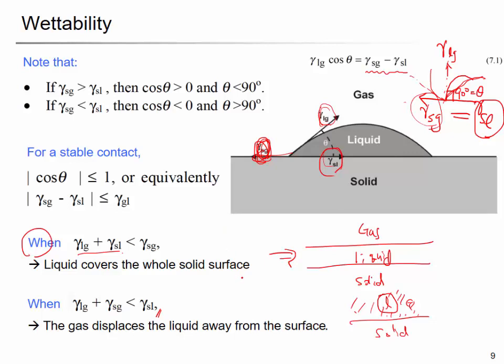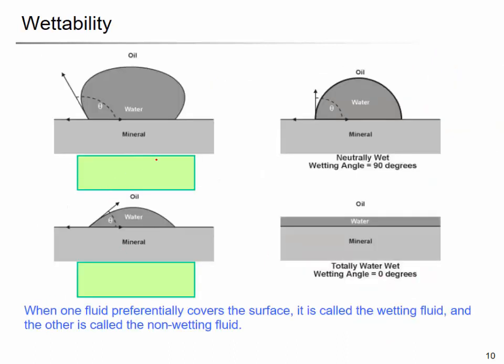So wettability is defined like this. And when we think about the oil and the water and the rock mineral, there could be 4 cases. Here, the first condition is what? The theta is larger than 90 degrees. Right? So then this is called the oil wet condition.